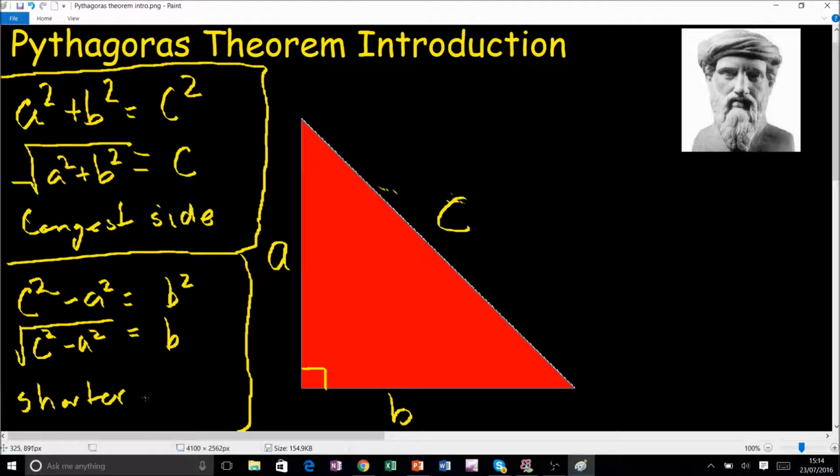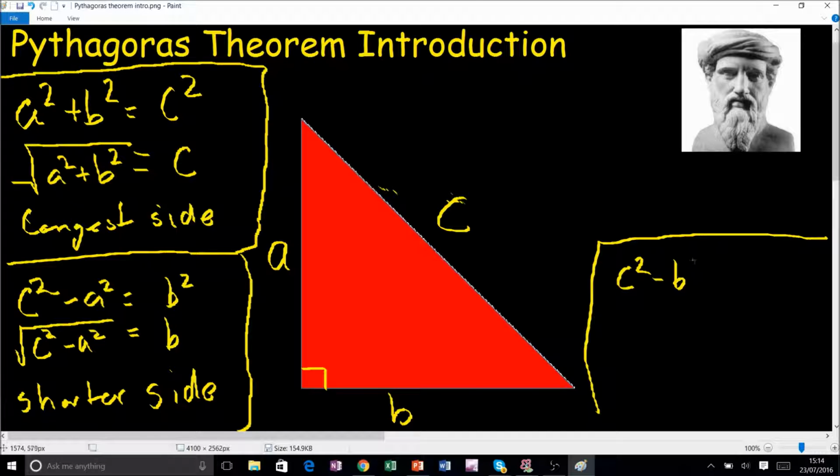And vice versa if you're trying to find the other shorter side, A. If you're trying to find A, you just replace the A here with a B, and replace that with a B, and replace that with an A. I'll just do it on the side for you to make things a little easier. So it would be C squared take away B squared is equal to A squared. And the square root of C squared take away B squared is equal to A. Okay, and that's for the other shorter side.